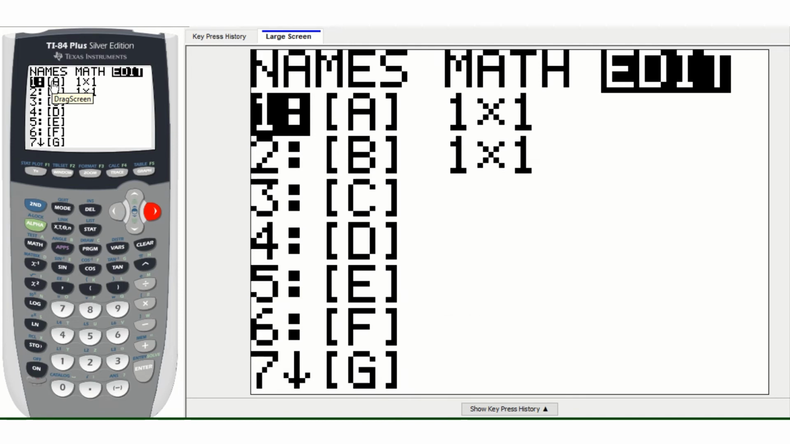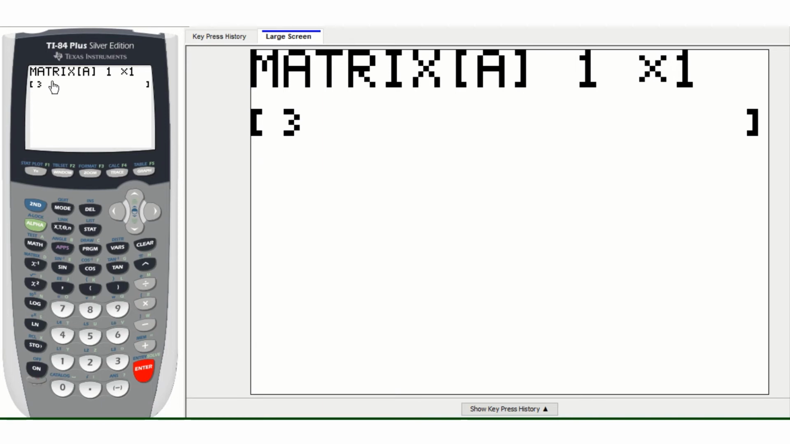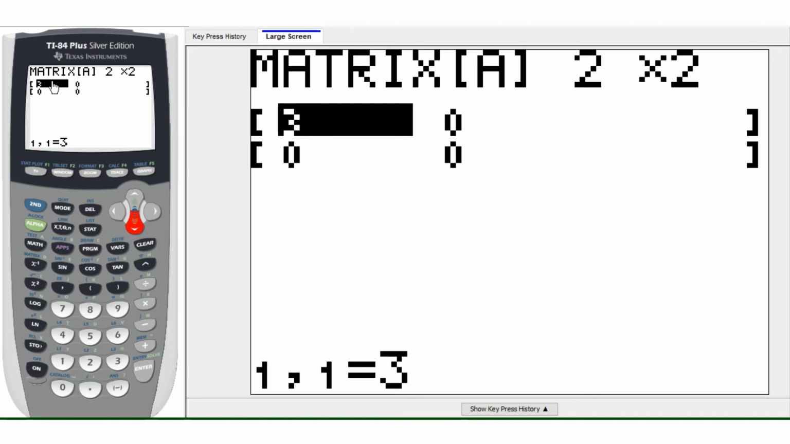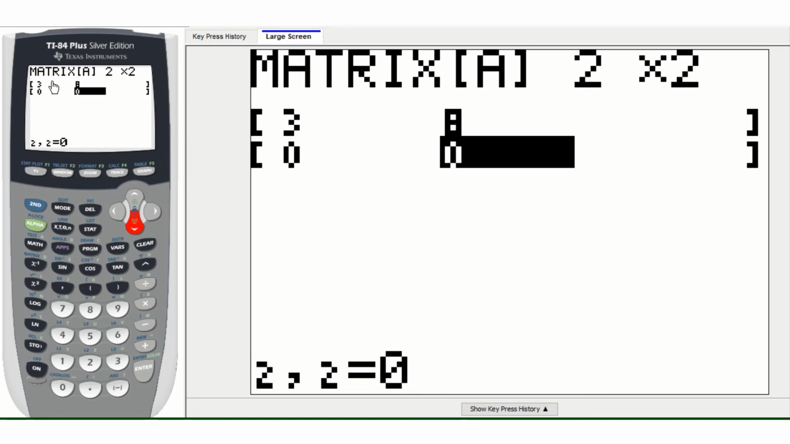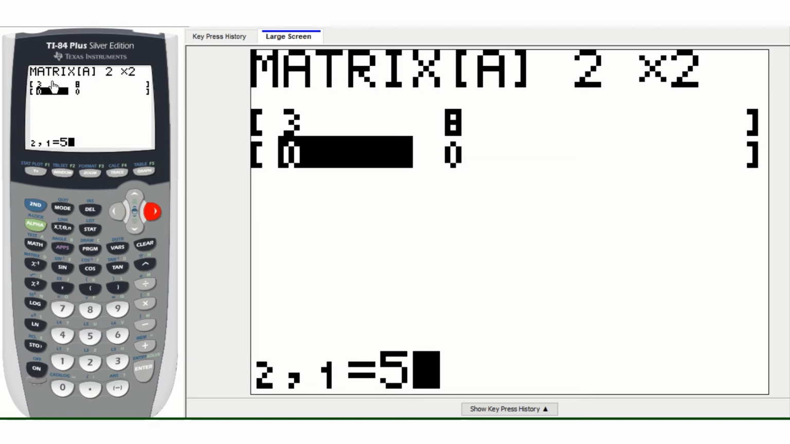So I'm just pushing to the right button, edit, and I'm going to edit thing A. It has 2 rows and 2 columns, so I'm just going to make it a 2 by 2 instead. If it doesn't look like what you want, just change the numbers. And then in order to enter it in, I know the first one's 3, and then the second one's 8, and then the next one is 5, and the next one's 7.